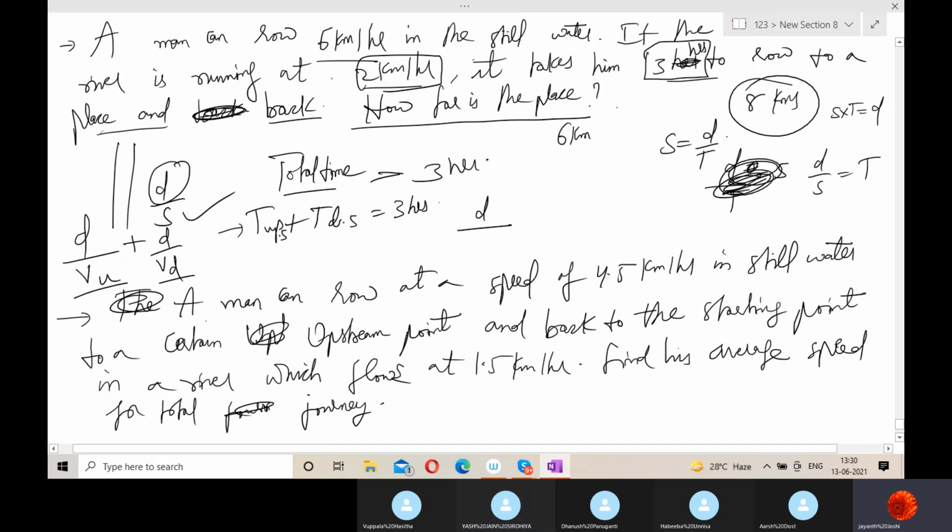Yes, sir. What is your x? 6. What is your y? 2. So now I will write it here: d by 6 minus 2 plus, again we need to find out, d by 6 plus 2 is equal to 3. So now d by 4 plus d by 8 is equal to 3. If I solve that by taking LCM, d would be how much? 8 kilometers. You can find out. Okay, now next question.